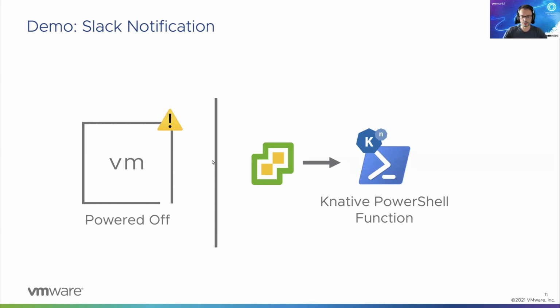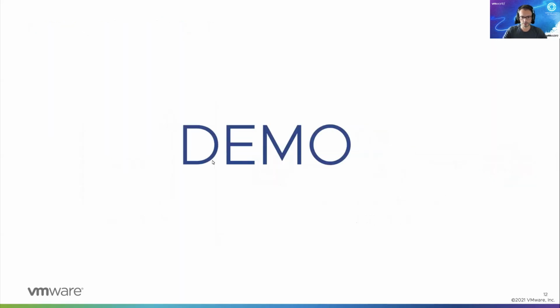VEBA internally uses Knative as the backing implementation there, but this is just an implementation detail. So we want to trigger a PowerShell function, which then sends information to Slack, for example, when this virtual machine was affected. So this is the high-level flow, and William is going to take you through the actual process of creating this function as part of his demo.